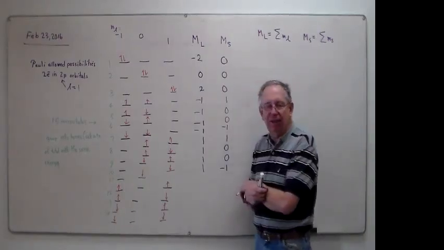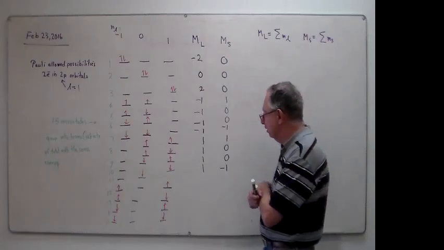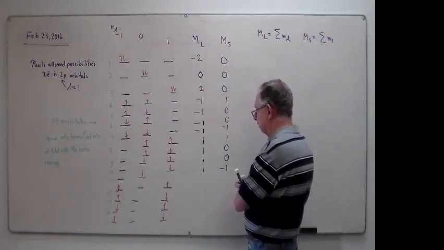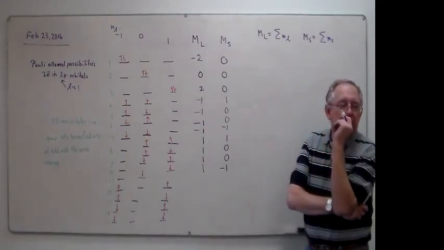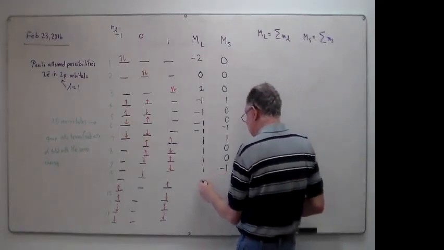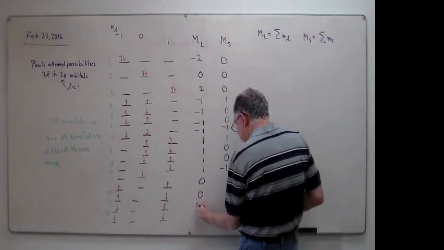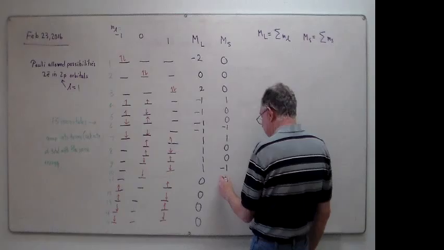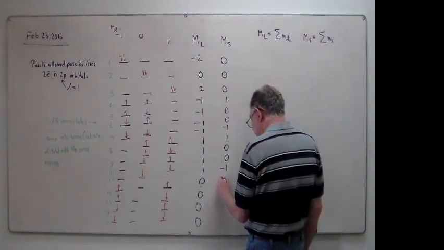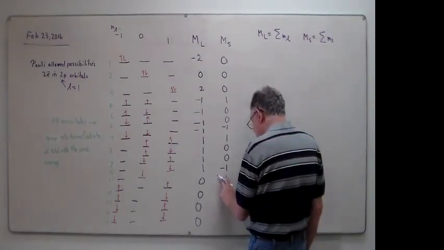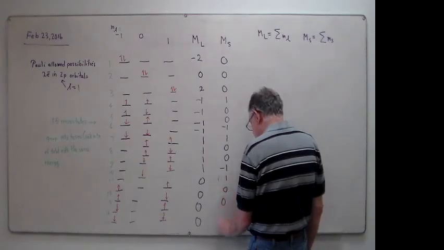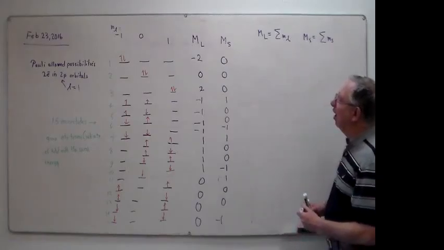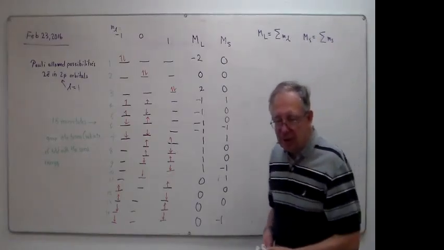What's the M sub L value for the last set of 4? It's going to be 0. That's right. What's the M sub S value? It's going to be 1, 0, 0, negative 1, sorry. Okay, there are our M sub L and our M sub S values.